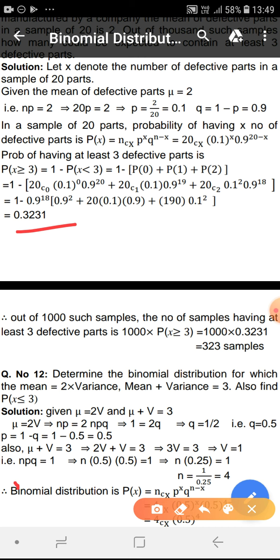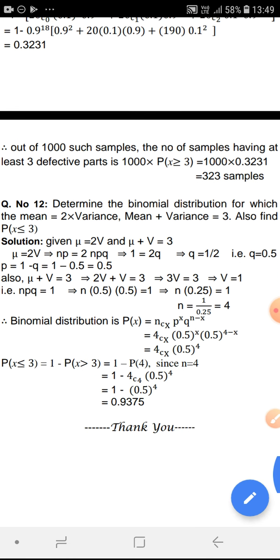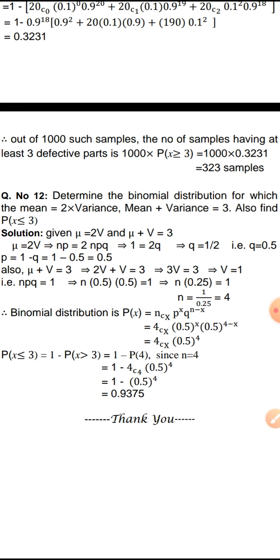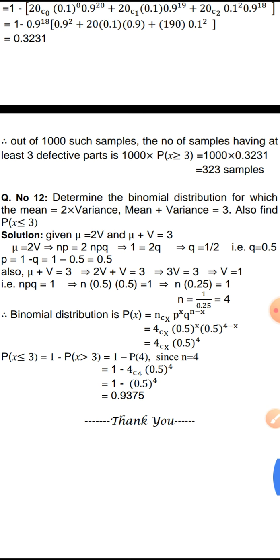So out of 1000 such samples, we can expect there will be 323 samples where each sample will be having at least 3 defective parts.